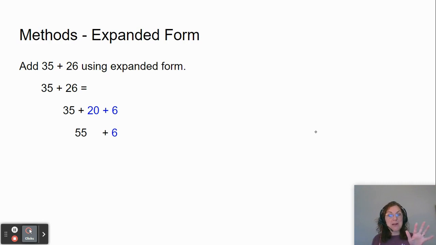Because remember, that was the part my child said, oh, that's easier to add. And they were right. So then I said, okay, what do you do with the 55 plus 6 that you have left over? And they said, oh, this is easy. We split the 6 into 5 plus 1. And I said, why do you split the 6 into 5 plus 1?